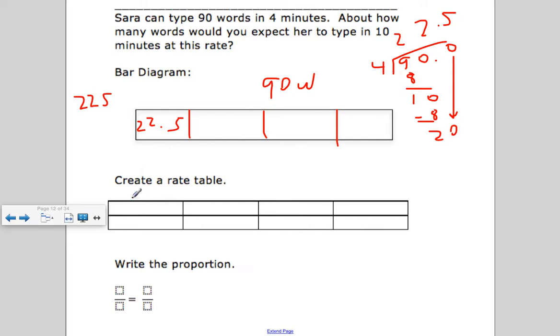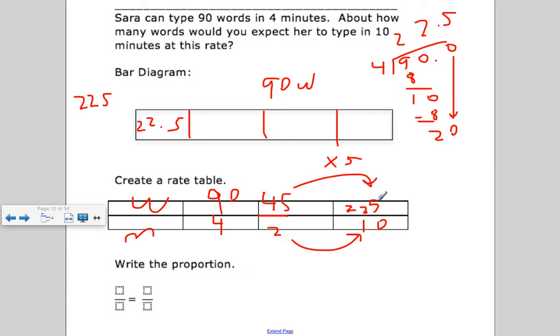What if you write a table? Words and minutes. So it's 90 words, 4 minutes. I need to figure out 10 minutes. Can 4 go into 10? No. Hey, let's do a shortcut. Oh, no shortcut. Yes, can I simplify this? That would be 45 in 2 minutes. I divide the numerator and denominator by 2. Now can I build it up? Yes, I can. Multiply by 5. And that's where 45 times 5 is... Oh, goodness gracious.